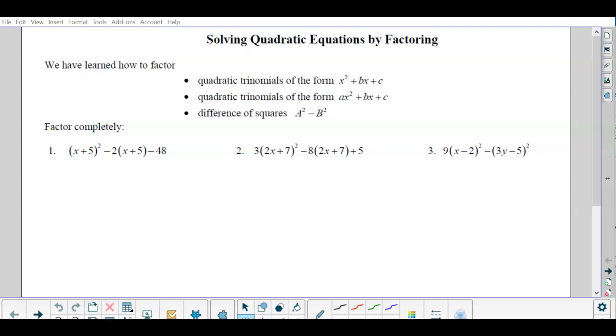We already learned how to factor trinomials in this form: simple trinomials and non-simple trinomials. We reviewed those yesterday. Back to Math 10, difference of squares, back to Math 10. So we might need to use any of those methods in order to solve by factoring.